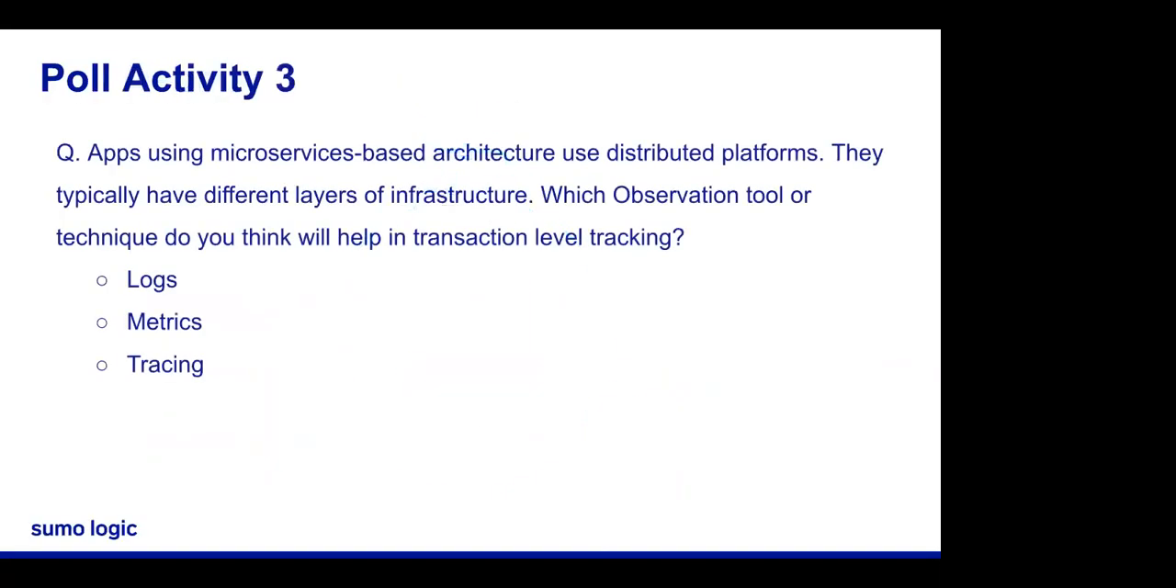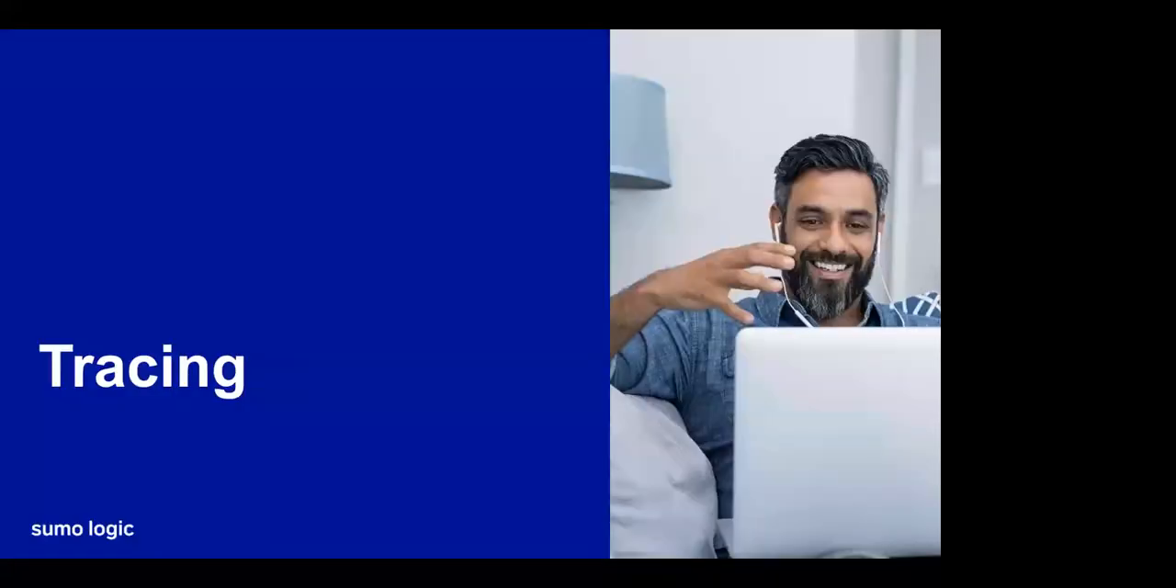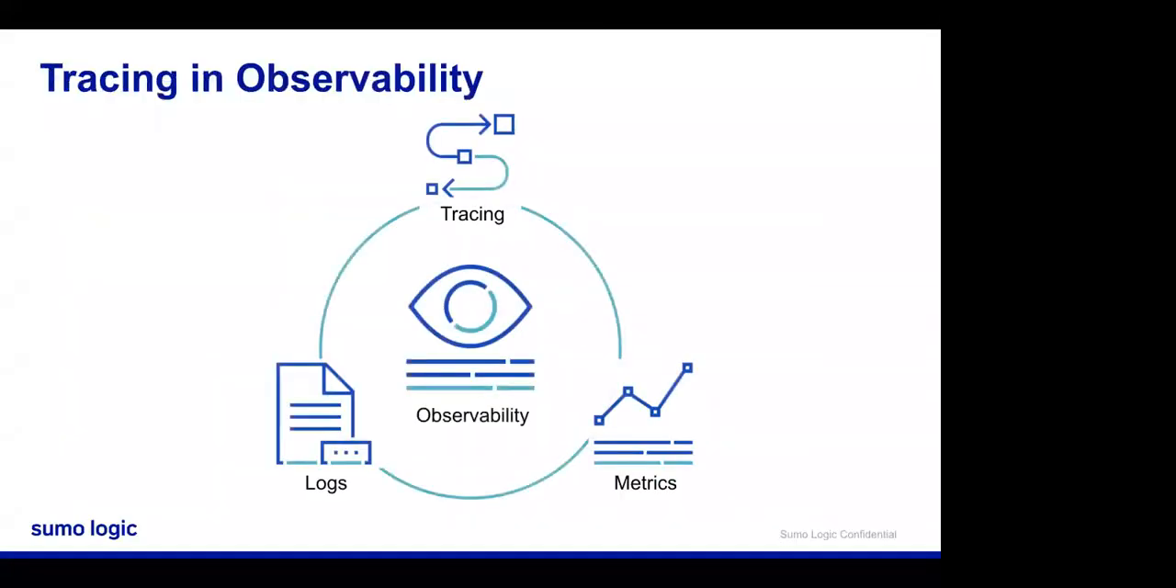Going back to your poll question here. So here's poll activity number 3. Apps using microservice-based architecture use distributed platforms. And they do, right? They typically have different layers of infrastructure. Which observability tool lets us see the transaction level tracking? That's going to be tracing. We're going to be using tracing here. Remember, one of those 3 pillars of our observability solution. So tracing is what we're going to use.